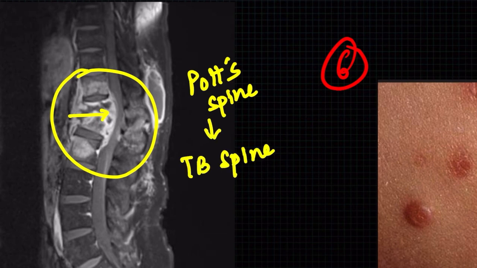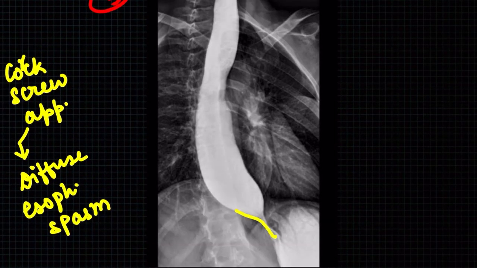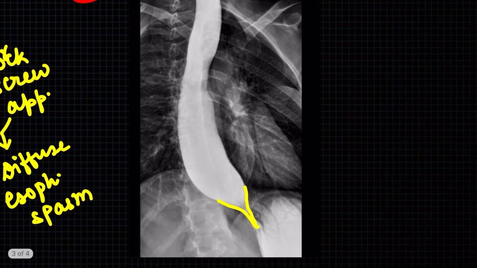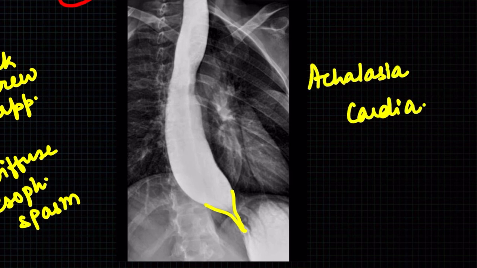Now we'll talk about the fifth image we have, and it is a classical bird beak sign. You can see here it appears like a bird beak, visible on barium swallow to examine the esophagus, and it is seen in achalasia cardia. Okay, now this question is a multiple-time repeated PYQ. You have to very carefully read and understand this topic, guys.